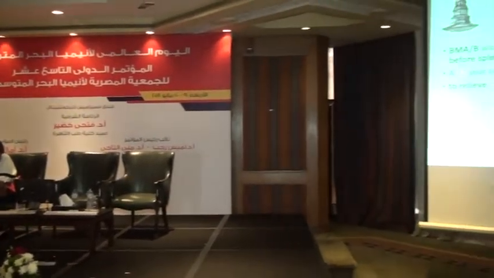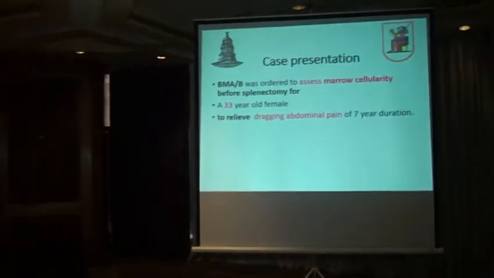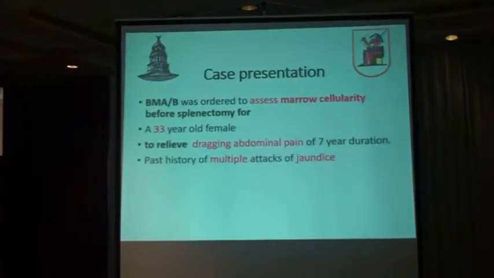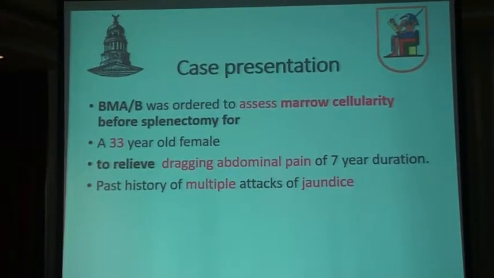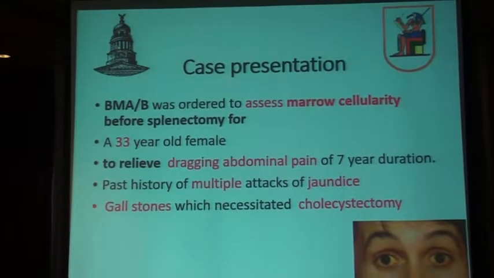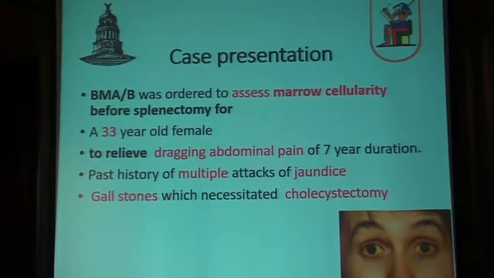Some say that diagnosis of congenital hemolytic anemias is a no-brainer. However, this statement is a bit challenging, as we can see. A lady who's 33 years old is coming for bone marrow assessment before her routine splenectomy to alleviate her dragging abdominal pain, which is of 7 years duration. Her past medical history reveals multiple attacks of jaundice, as well as gallstones that necessitated a cholecystectomy procedure before.